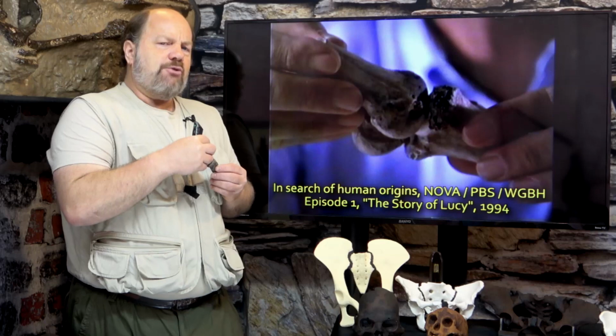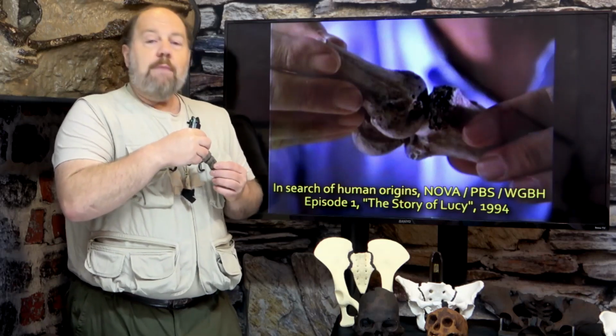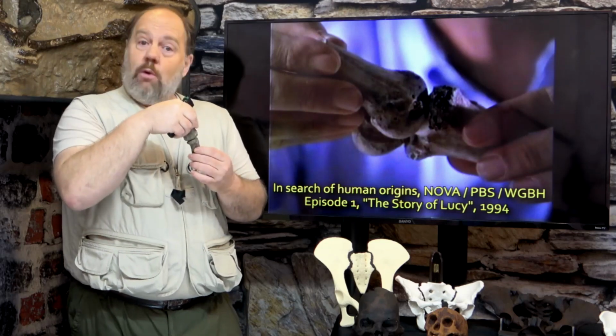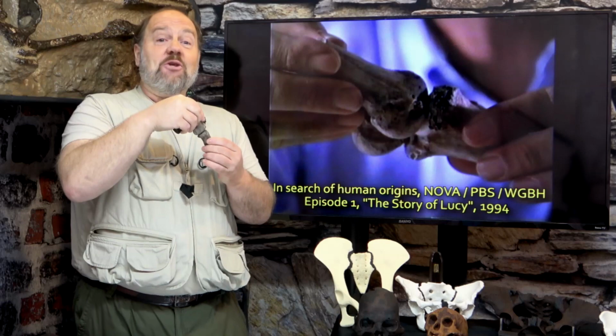Johanson and Lovejoy demonstrate that they know it's a human knee because it locks upright. Apes' knees can't lock upright like yours can. And guess what? I totally agree with them. That is a fossil human knee.